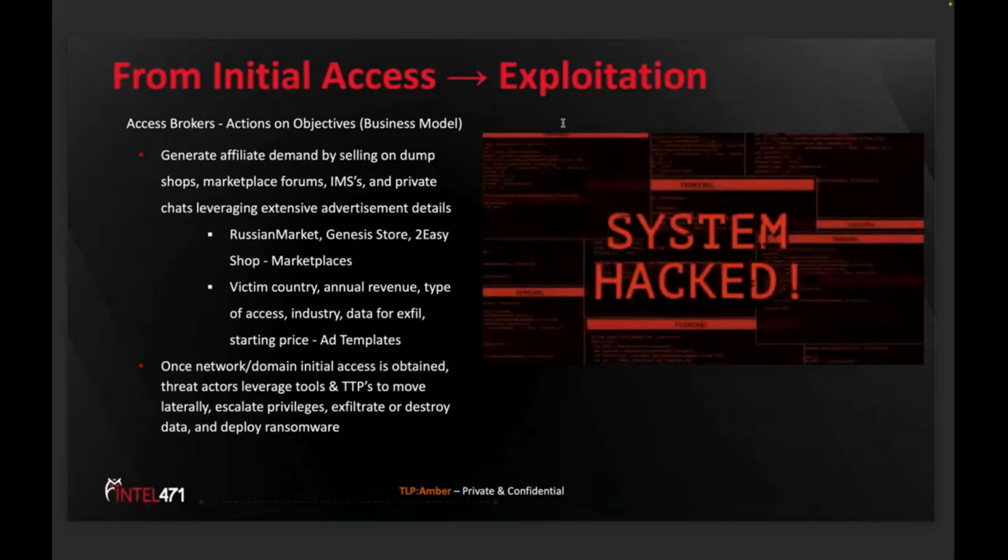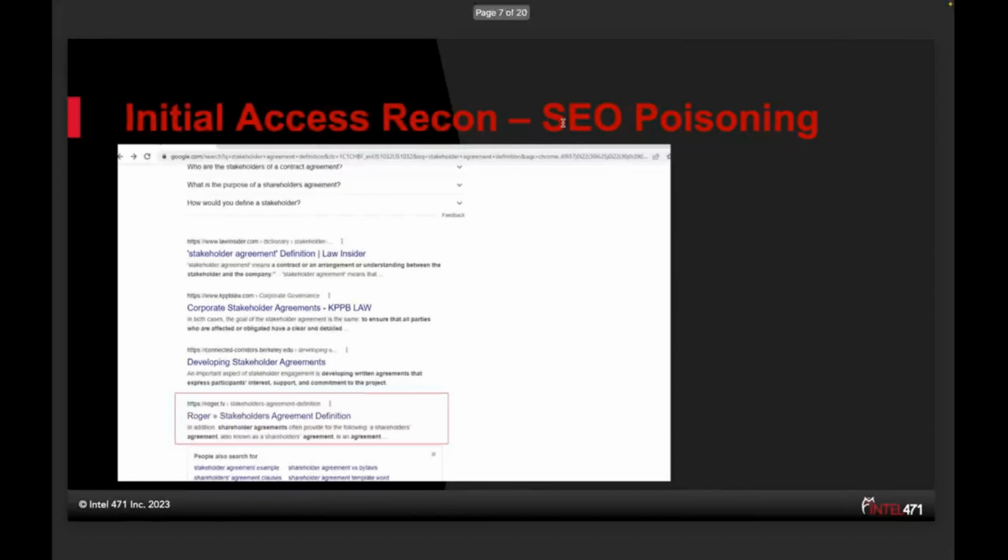Once network domain initial access is obtained, threat actors leverage tools and TTPs to move laterally, escalate privileges, exfiltrate or destroy data, and deploy ransomware. So again, the initial access phase is a monetization step, and then at that stage, the breach or the large scale infiltration would occur in the lateral movement, and then the deployment of ransomware.